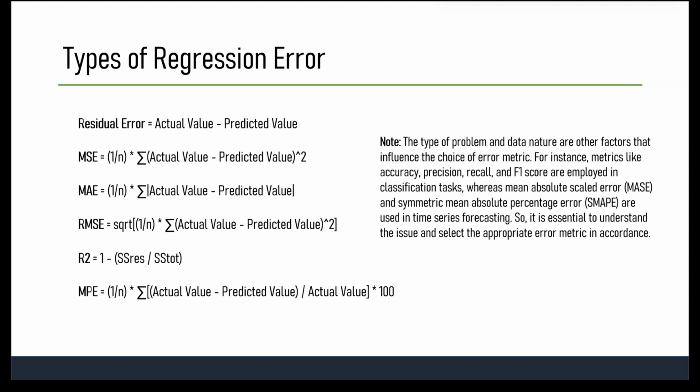After that we have mean absolute error. Commonly it is also known as MAE, and this error is the average of the absolute difference between actual and predicted value. So mathematically it is expressed as 1 by n into sigma of mod (actual value minus predicted value). So this error represents the average magnitude of error in the prediction.